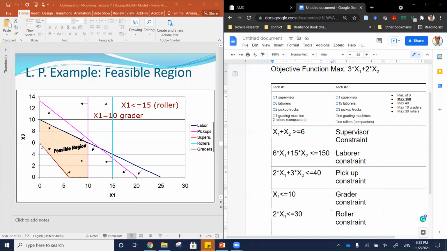Okay, so let's think about this. This orange line here is the supervisor constraint. So the equation of the orange line is x1 plus x2 equal to 6.